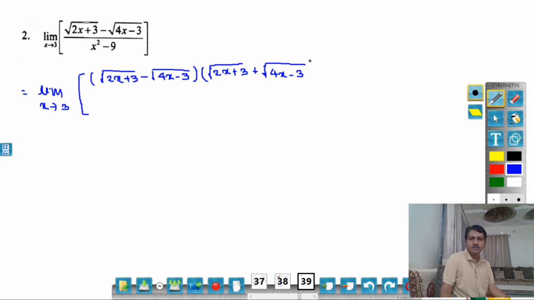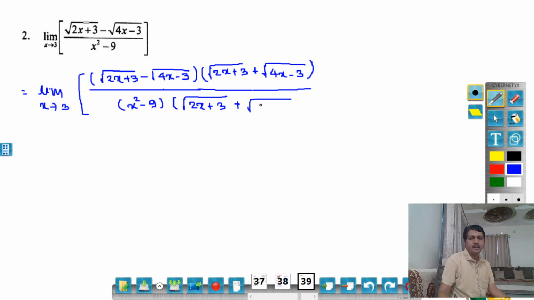After some practice, you can directly write the step after rationalization. Means this first step you may skip after some practice. So this x square minus 9 as it is. We are just rationalizing the numerator. आपण numerator ला rationalize करतोय like this. Multiply the numerator and denominator by the conjugate. Okay, hope you got this. This is equals to limit x tends to 3, using the formula for a minus b into a plus b.